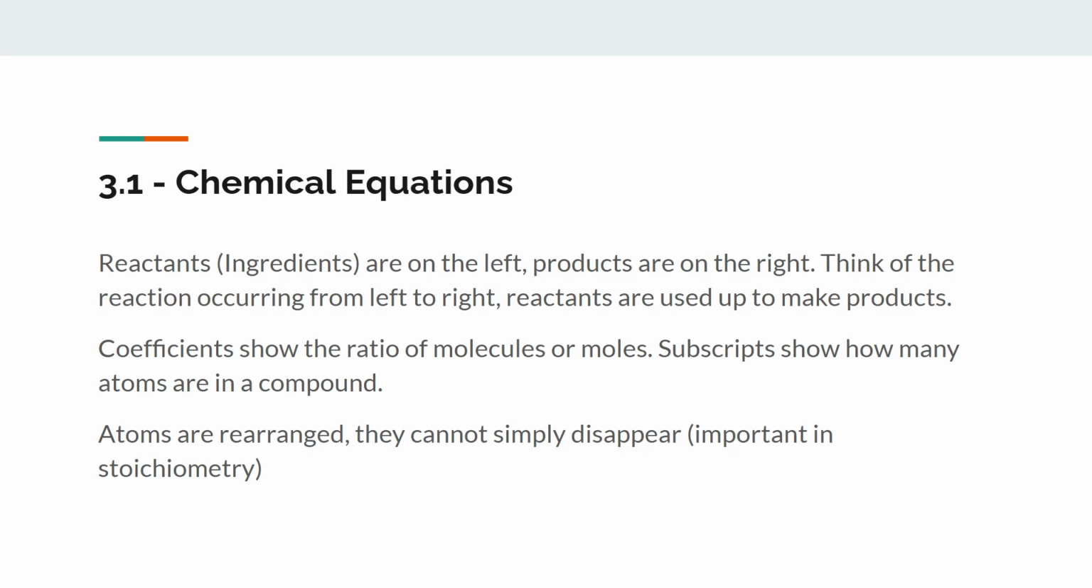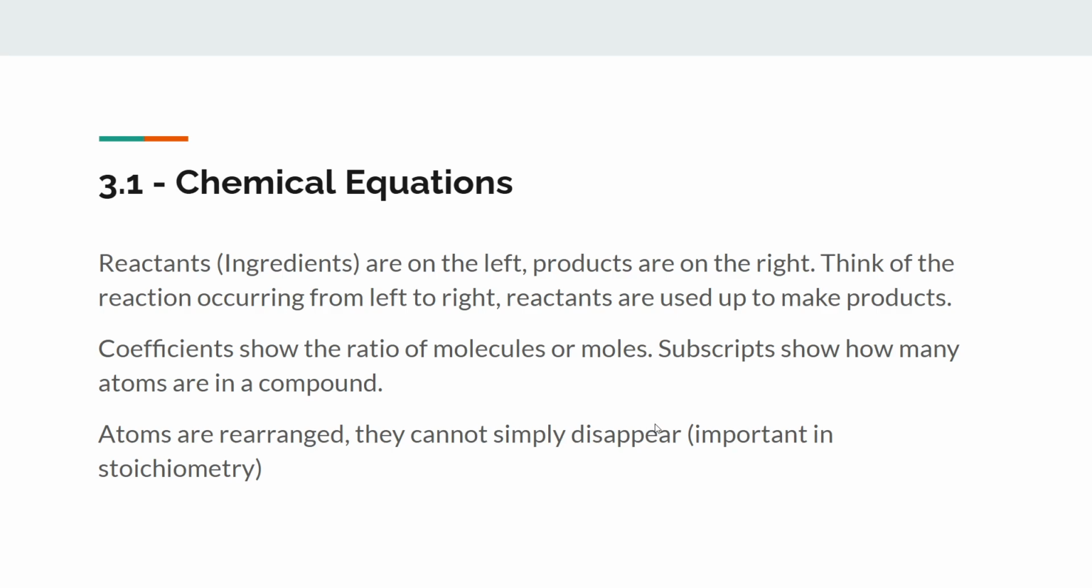So say we have bread, lettuce, meat, cheese, and tomatoes. Those are going to be the reactants, and the product is going to be a sandwich. So the product is what's made at the end. Coefficients show the ratio of molecules or moles. Subscripts show how many atoms are in a compound. We'll show that later.